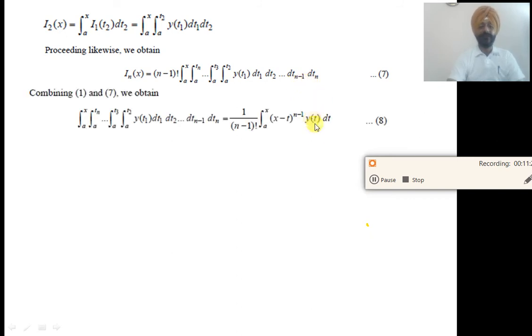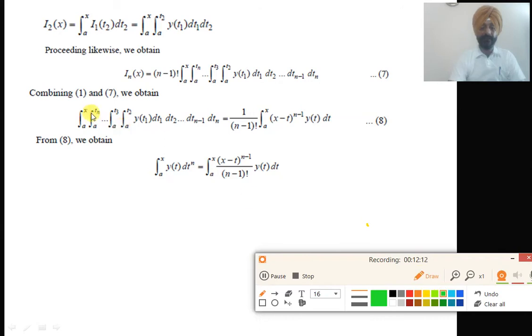So, this result combining with 1, I got a to x, a to t1, a to tn minus 1, a to t3, a to t2, y t1, dt1, dt2, dt3, and so on, dtn minus 1, dtn is equal to, this n minus 1 factorial goes to the left hand side, 1 over n minus 1 factorial, a to x, x minus t raised to the power n minus 1 y t dt. And then this multiple integral we can write in this form.